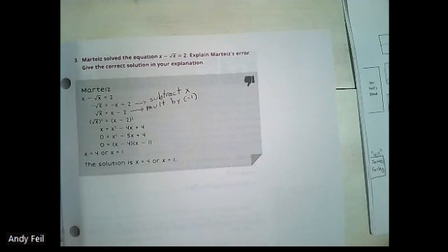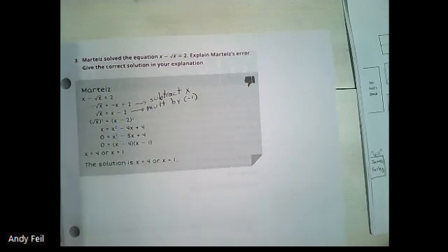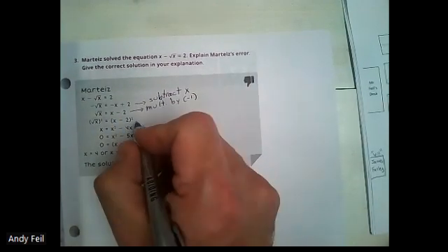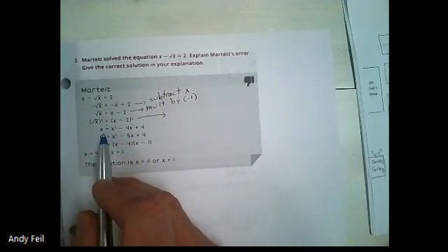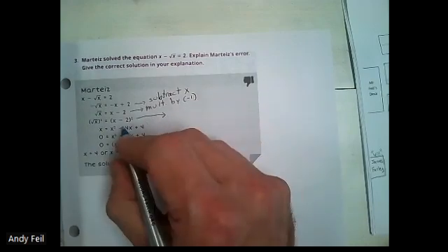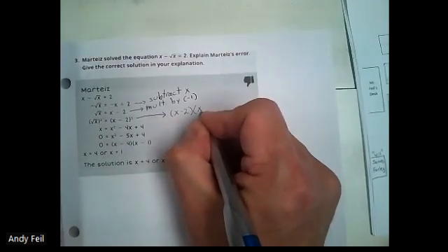Okay. Now, what did Martiz do next? What did he do to get from here to here? Squared both sides. Okay, let's do that. All right, he squared both sides. Obviously, the square root of x squared is x. I don't need to figure that out. But what is x minus 2 squared? Isn't that the same as x minus 2 times x minus 2?